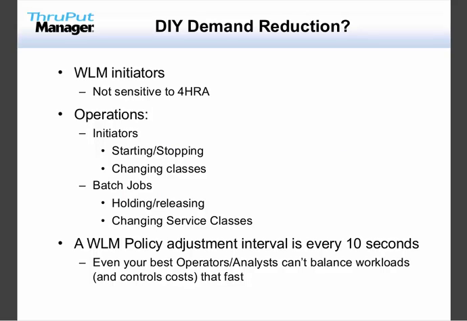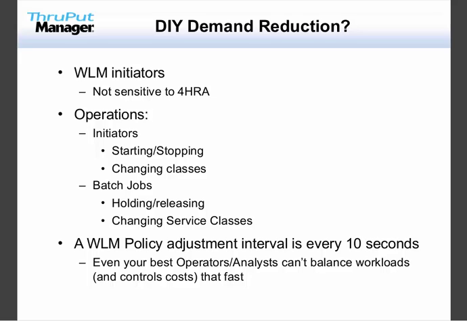Now, what about doing this yourself? Well, WLM initiators might seem like a good idea because they will automatically adjust to conditions. But WLM initiators are designed to adjust to utilization. They're not sensitive whatsoever to the 4-hour rolling average, which is, again, what you're being billed on. So they're not going to make any difference at all.